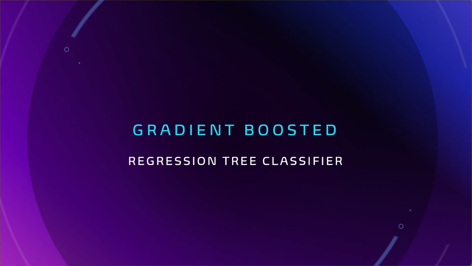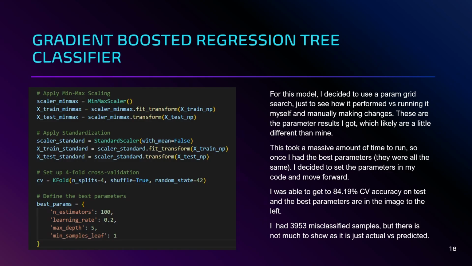Lastly, we have the gradient boosted regression tree classifier. So for this model, I actually did go ahead and use a parameter grid search just to see how it performed versus running it myself and manually making changes like I was with random forest. Right here are the best parameters that I got. And while this did take a massive amount of time to run, it enabled me to finish the assignment sooner.